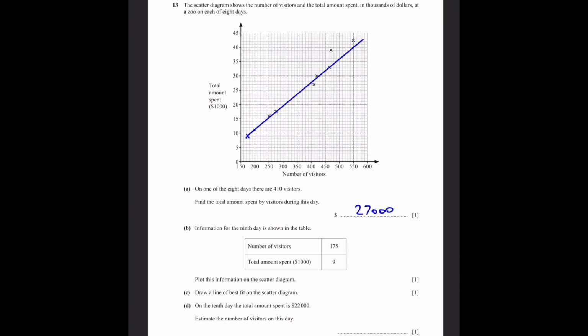D. On the 10th day, the total amount spent is 22,000. Estimate the number of visitors on this day. So 22,000 means it comes over here. Going to the line of best fit, it comes right around the 330 visitors range. And that's what we can estimate. 330 visitors. That's the answer.